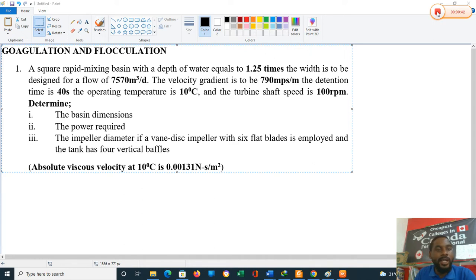The detention time is 40 seconds. The operating temperature is 10 degrees Celsius, and the turbine shaft speed is 100 rounds per minute. Determine the basin dimension, power required by the impeller, and impeller diameter. We have been given the absolute viscosity at 10 degrees Celsius to be 0.00131 Newton second per meter squared.